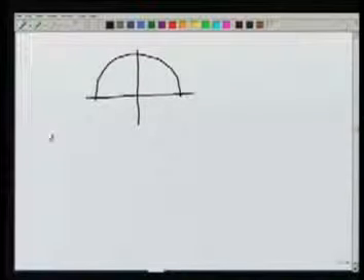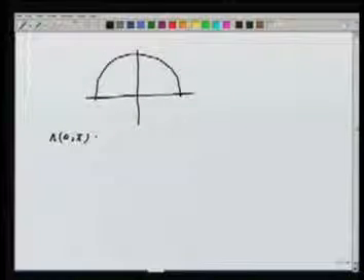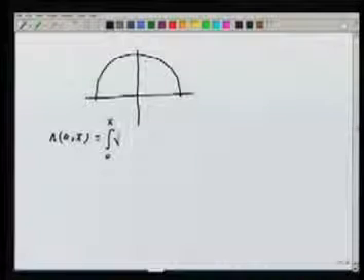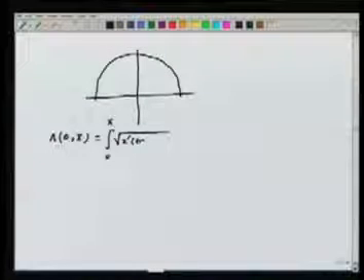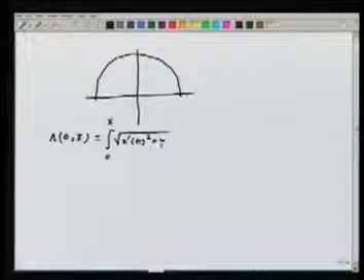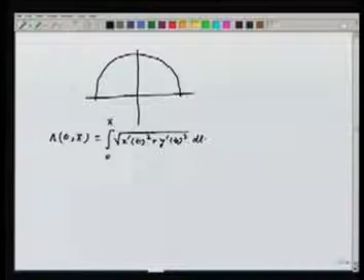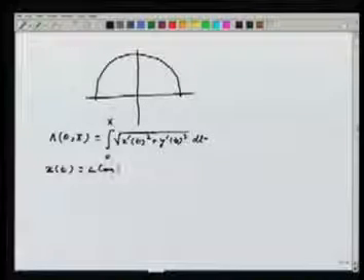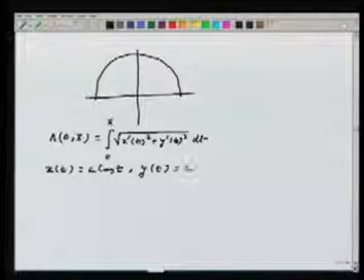By my formula, then lambda(0,pi) is integral 0 to pi square root of x prime(t) squared plus y prime(t) squared dt. For me, x(t) is a cosine t and y(t) equals a sin t.